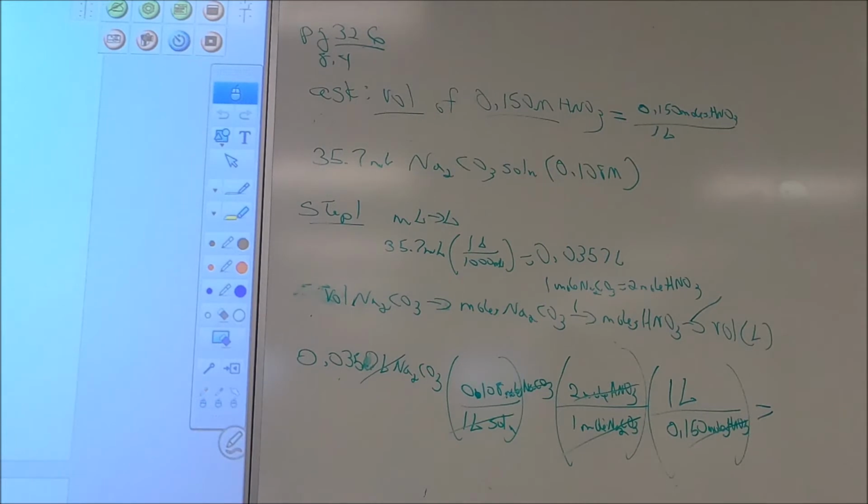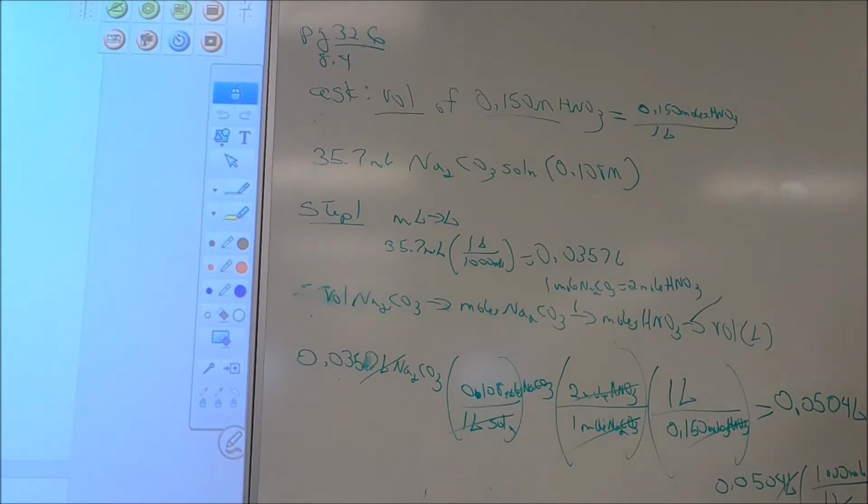So 0.0350 times 0.108 times 2 divided by 0.150. That gives me 0.0504 liters. Now I wanted an answer in milliliters, so 0.0504 liters times 1,000 milliliters for every 1 liter. Liters and liters divide out.